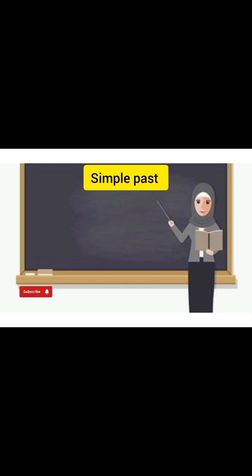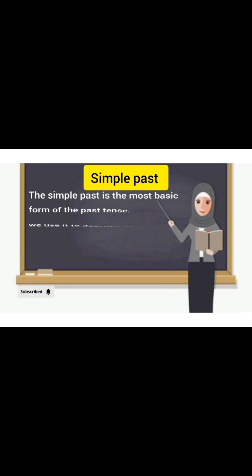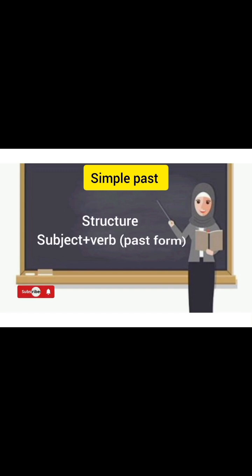Simple past. The simple past is the most basic form of the past tense. We use it to describe actions that happened and were completed in the past. Here's the structure. Structure: subject plus verb, past form.